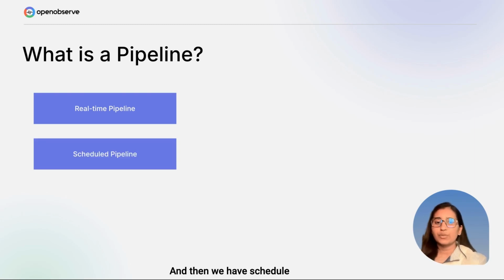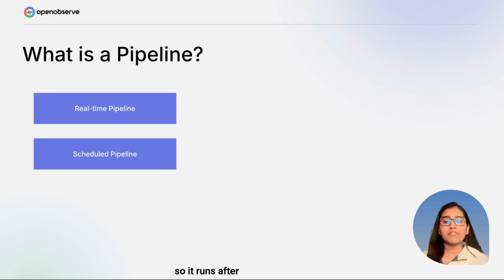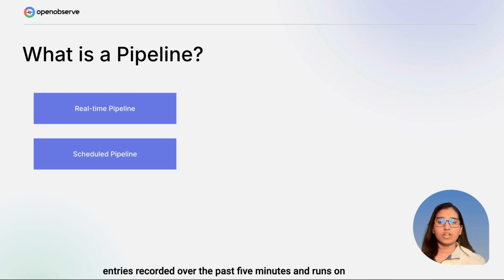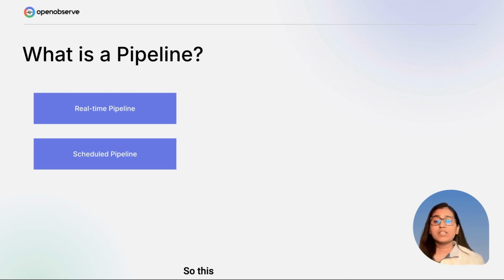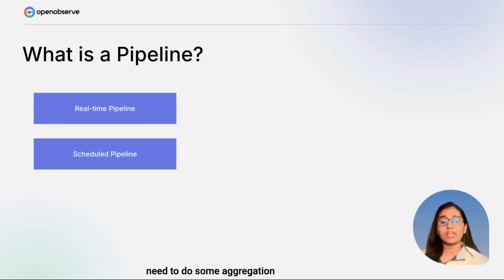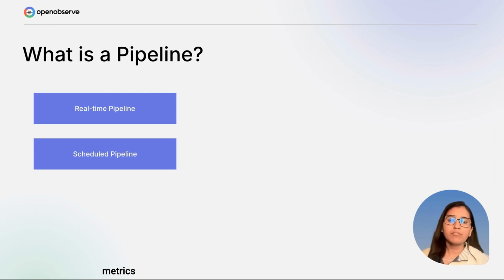And then we have scheduled pipelines. These basically run at a fixed interval. You define a time window for it to run, so it runs after a particular interval. Say you define the interval as the past 5 minutes. It gets all the entries recorded over the past 5 minutes and runs on top of them. So this is ideal for aggregation. Given that metrics are time based by nature and we need to do some aggregation on top of the data, a scheduled pipeline becomes the ideal choice for converting logs to metrics.